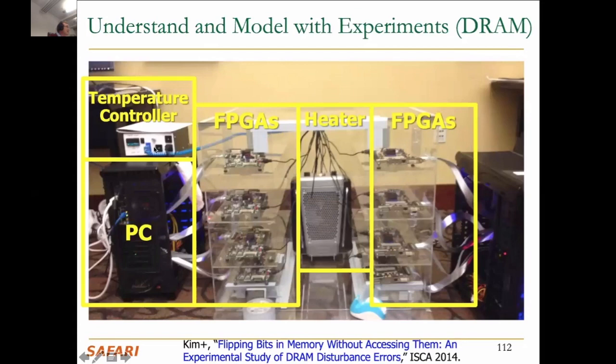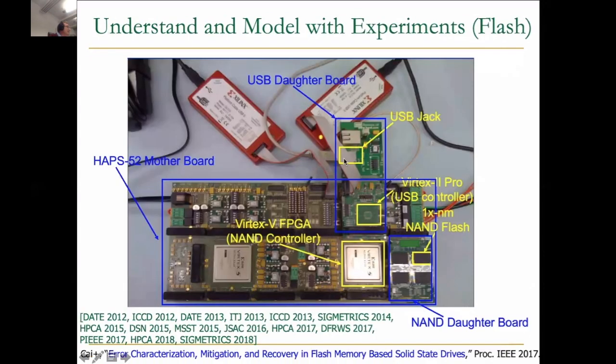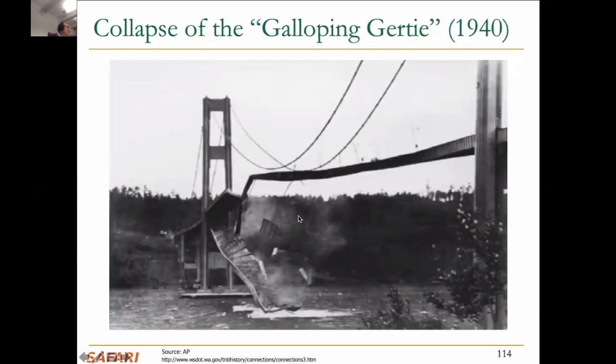So I think clearly understanding and modeling requires real device analysis, and I think Flash is another example where we do this. So when I introduce RowHammer to freshmen, I use this analogy in my class. This is the Galloping Gertie, the Tacoma Narrows Bridge, which essentially had a bit flip, let's say. It's critical infrastructure. It had a bit flip in 1940 and it failed. So this is a safety, reliability, and security problem.